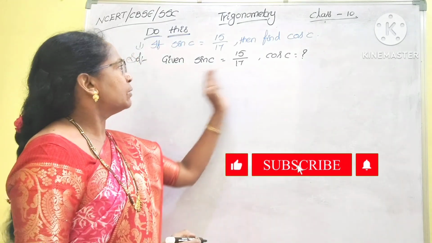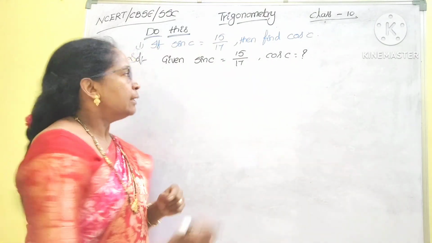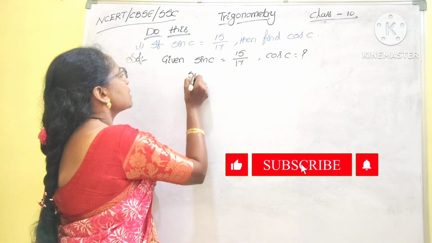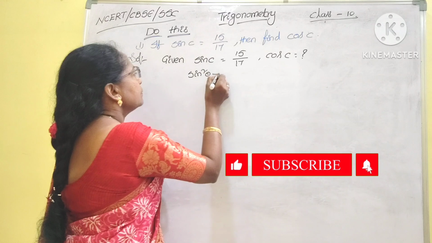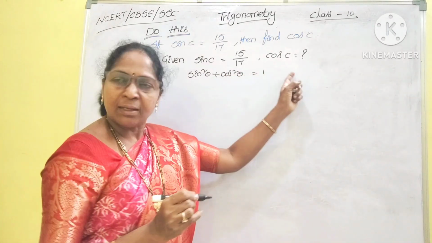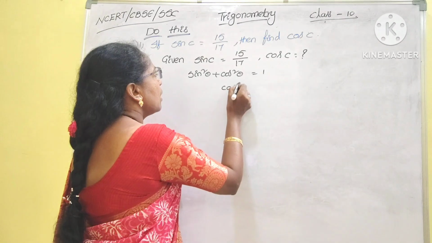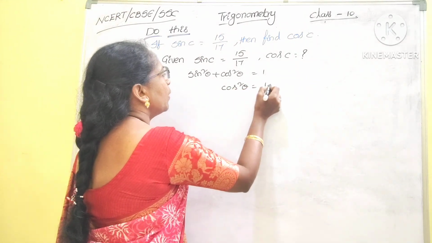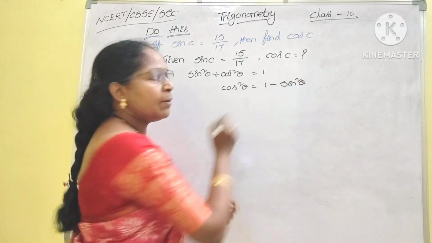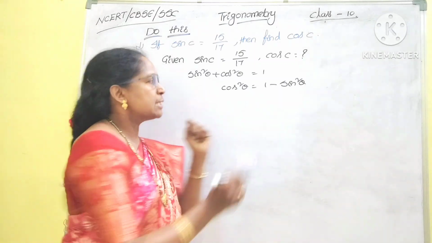Now first you have to think, what is the relating formula between sin and cos? That is one trigonometric identity: sin square theta plus cos square theta equal to 1. Here cos c value, that means cos theta value, is required. So cos square theta equal to 1 minus sin square theta; the sin square theta goes to the RHS, so it becomes minus.